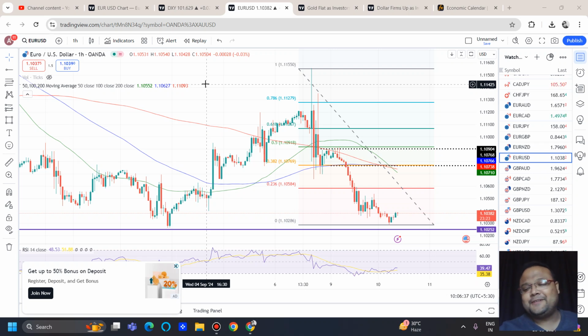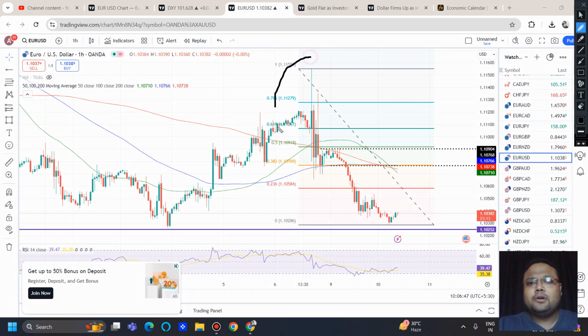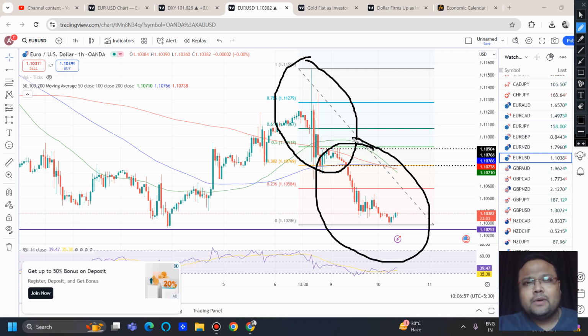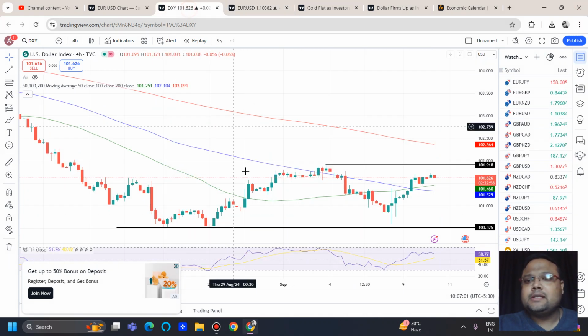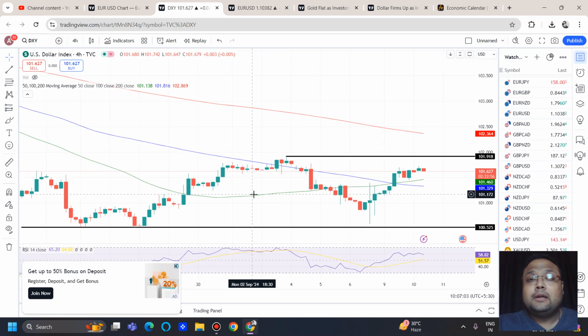So let's get started. My dear friends, this is the 1 hour chart of Euro USD in front of us. Euro dollar showed a good amount of spikes at the time of NFP, but we can see that after the market opening, Euro USD is showing signs of correction. We can see Euro USD is a little weak right now, and the reason is DXY.